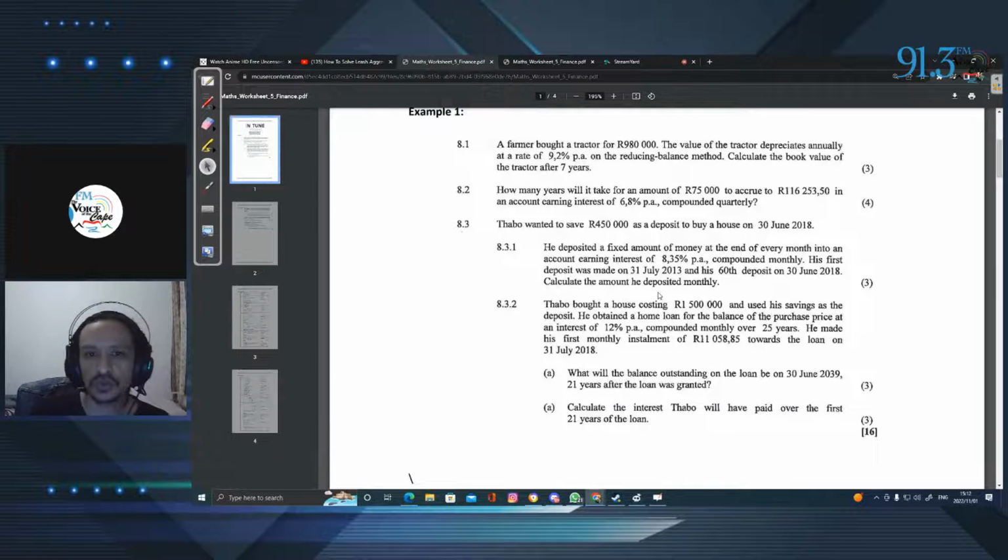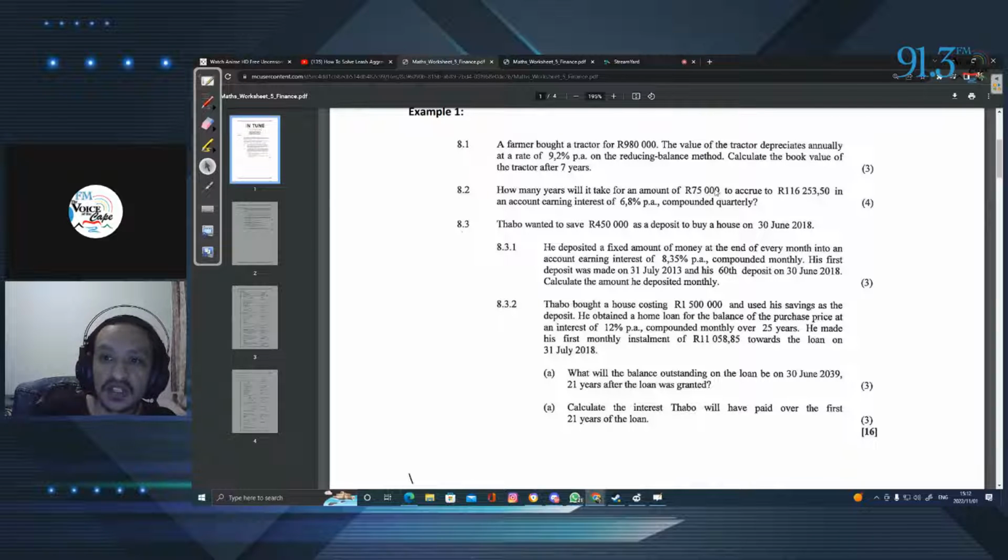Okay, 8.2. How many years will it take for an amount of 75,000 Rand to accrue to 116,253 Rand and 50 cents in an account earning interest of 6.8% per annum compounded quarterly? So look, this is stating quarterly. Remember, I told you, you get monthly, semi-annually, quarterly, and this is often what throws students off. Don't be thrown off by it. You know that a quarter is 1/4.